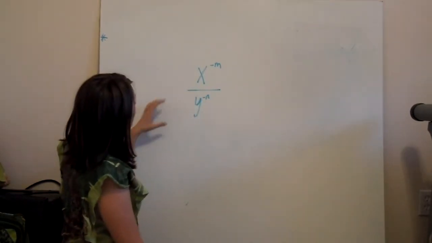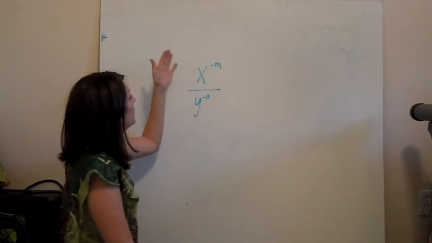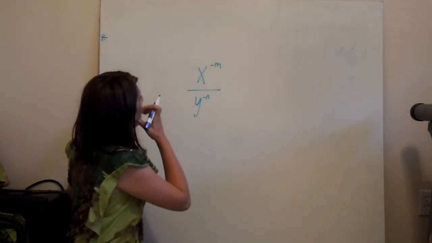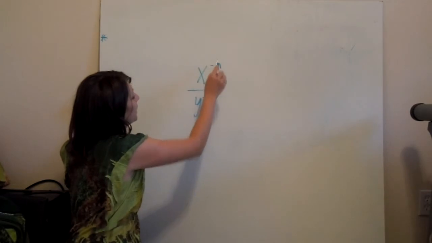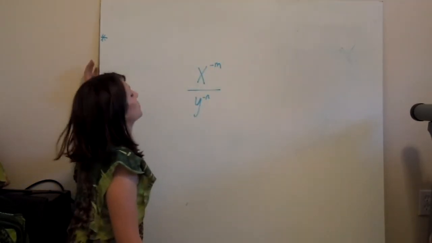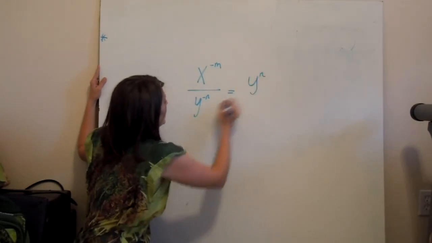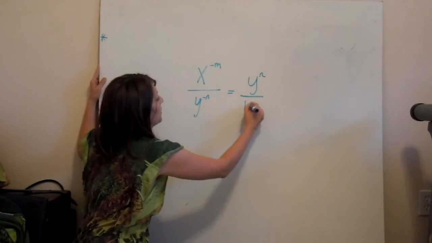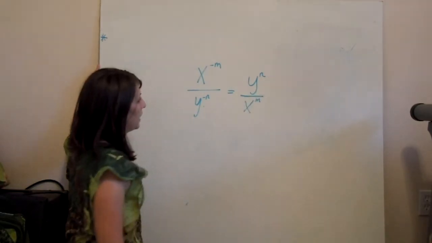All right, now x and y are natural numbers. m and n are natural numbers. x and y are any real numbers that don't equal 0. Anytime we have a negative, right, we rewrite it as a reciprocal. So what this does is if we write our denominator in the numerator, our old numerator in the denominator, both our exponents become positive then.